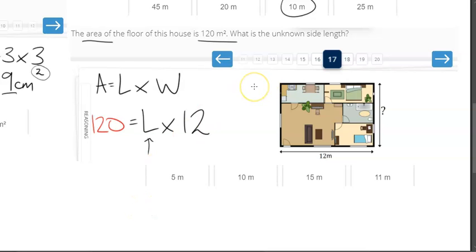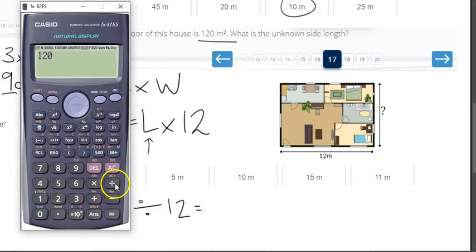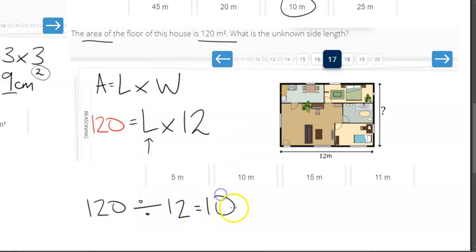Now there are different ways of working this out. You can obviously know that this answer has to be 10. This is the only number that can be multiplied by 12 to give you 120. But if you ever get stuck, in this case we can always just grab 120 and divide it by 12 to see what our answer is. This gives us 10. So the amount of meters here has to be 10.